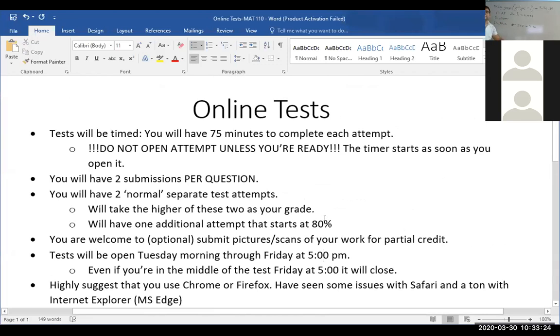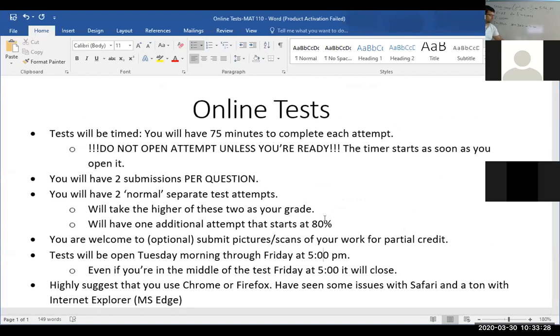So this is going to be how our tests work for the rest of the semester. They will be online tests, and they will be done through WebAssign. So if for some reason you have not signed up, please do as soon as humanly possible. Otherwise, it's not going to go well.